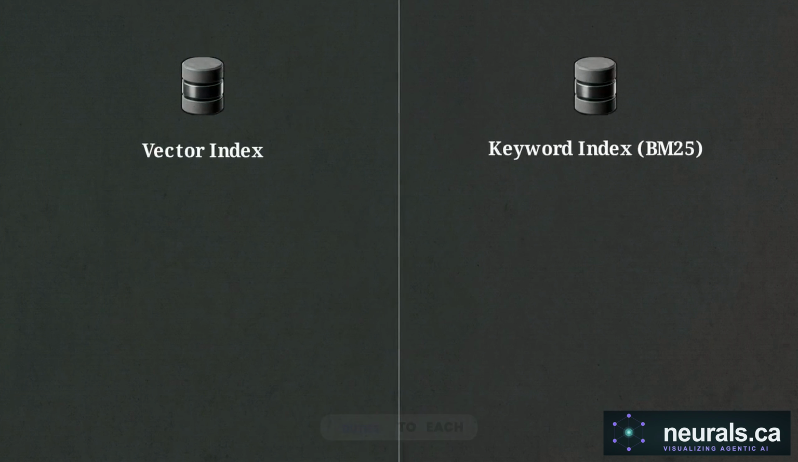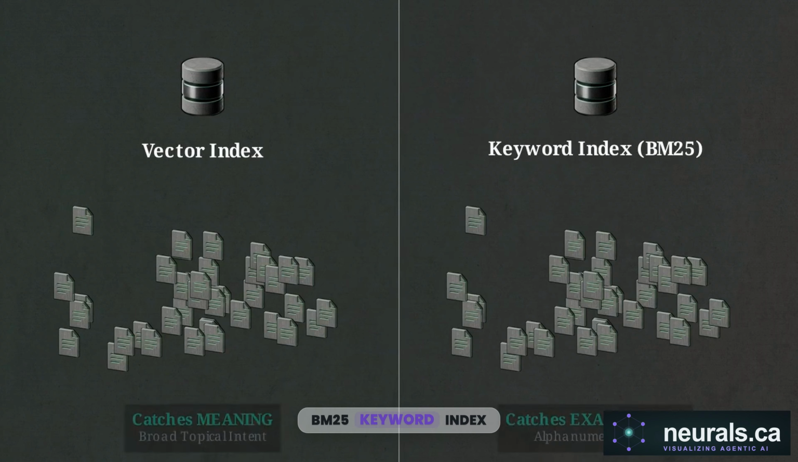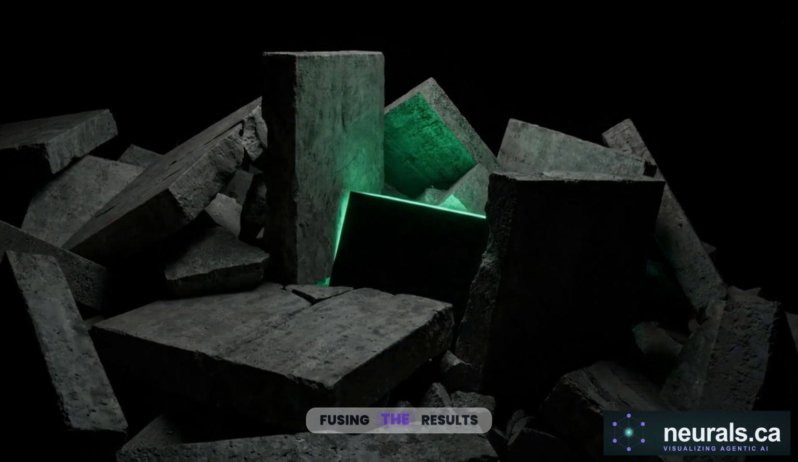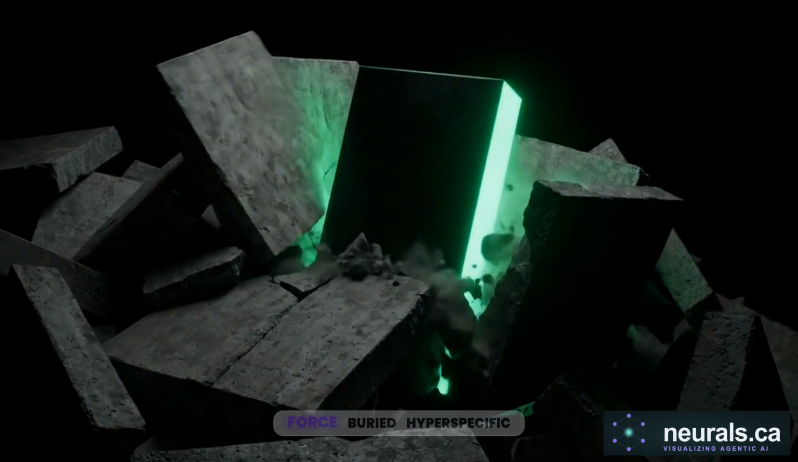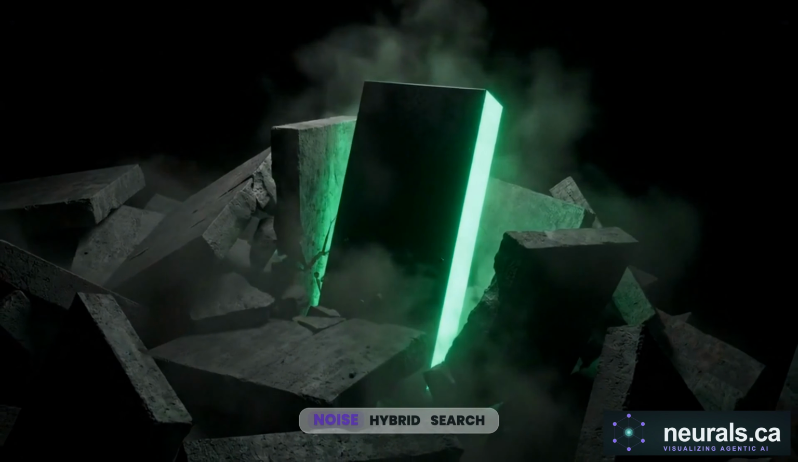This assigns distinct duties to each index. The dense vector index pulls in chunks based on broad topical intent, while the BM25 keyword index guarantees that exact alphanumeric terms are captured. Running these parallel paths and fusing the results is the only reliable way to force buried, hyper-specific documents to outrank generic, topically similar noise.